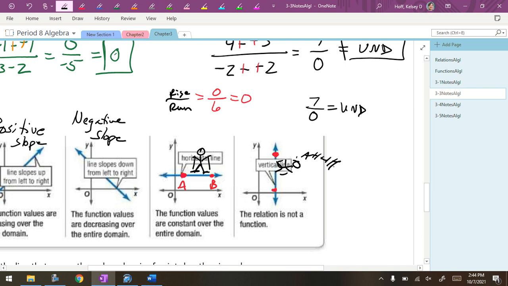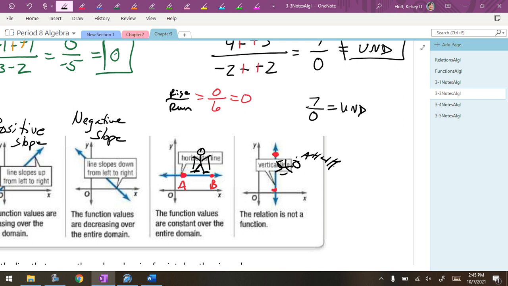Okay? The easiest way to remember is thinking about skiing. If I'm skiing on a horizontal line, I'm going nowhere. It's 0 miles an hour. If I'm skiing on a vertical line, I am undefined. I am not surviving that trip.